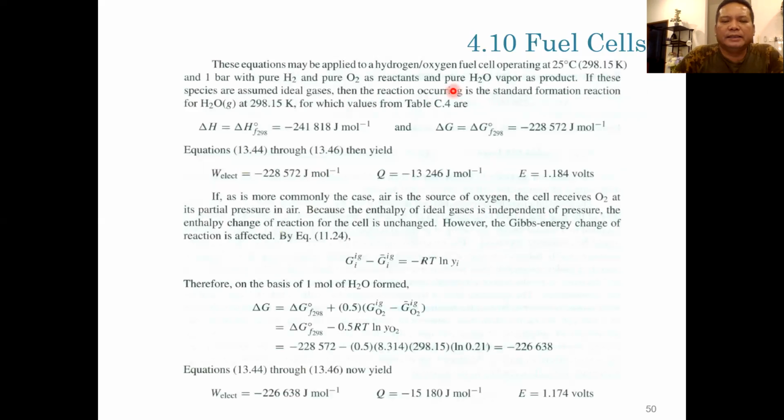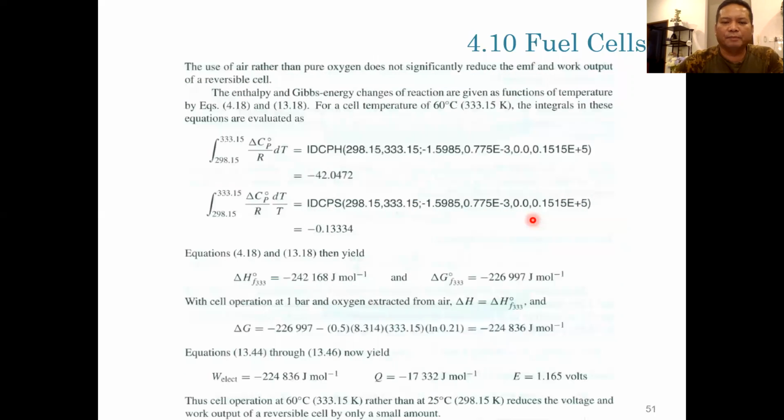And this is an example of the calculations, how we can calculate the electrical potential for the fuel cell. You can go through it. If you don't understand, come and talk to me. The fuel cell can also be calculated using this equation, IDCPH, at the end of the book in the appendix. You can have a look at it. Try to program it in your Excel, it's very easy. We did it last semester before the MCO.